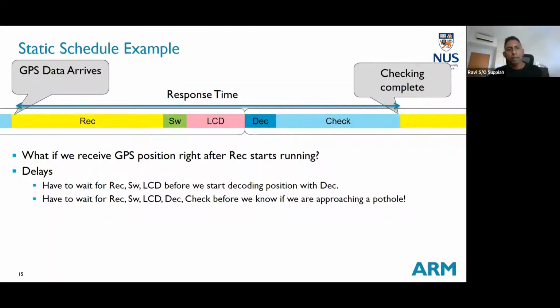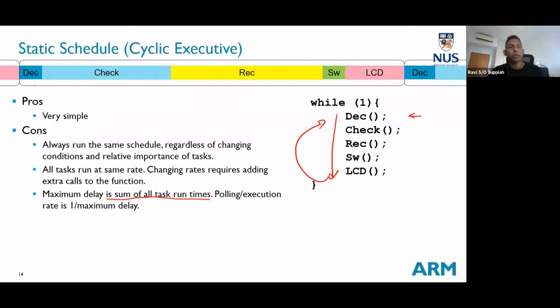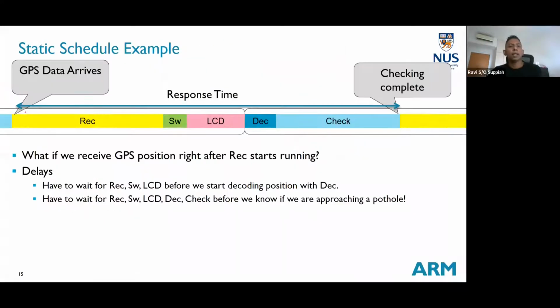Because if my GPS data is coming in real time, we can't predict when it will come. So when new data arrives just after I finish the decode or checking function, what will happen? If I go back here, I decode. If the GPS data comes just before the decode function, then no problem, because the new GPS data will then be used for the decoding operation. But what if the GPS data comes right after I do the check?